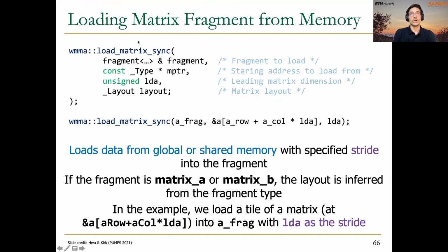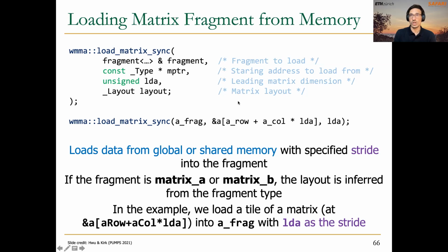And here you see how to load a matrix fragment from memory. Observe that first of all, we need the fragment itself where we are going to store the tile coming from the global memory. Here in this example it is called a_frag. We also have the starting address to load from, in either global memory or shared memory. The leading matrix dimension essentially defines a stride to access the matrix, and also the matrix layout. So this loading, as I mentioned before, might be done from global memory or from shared memory.